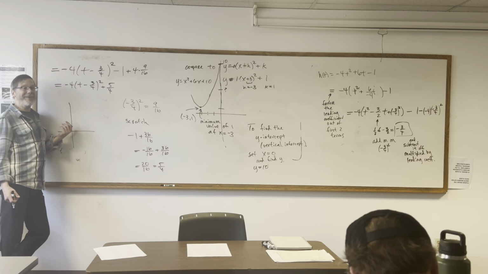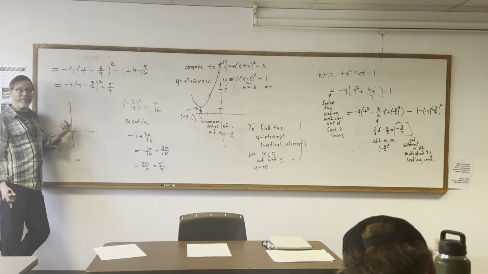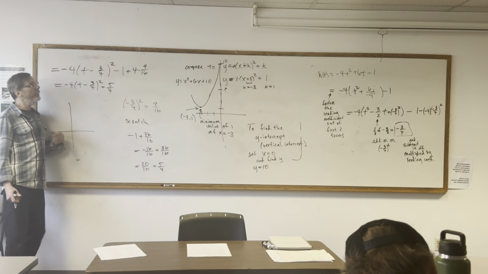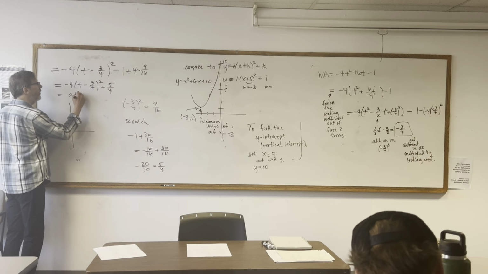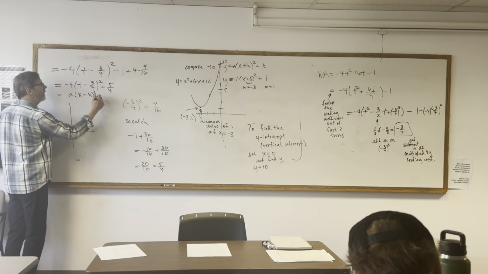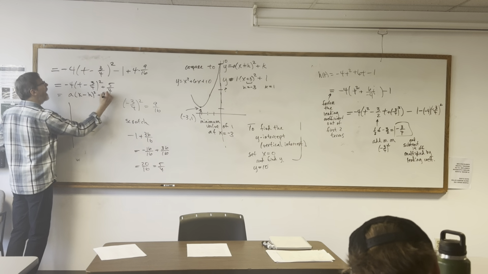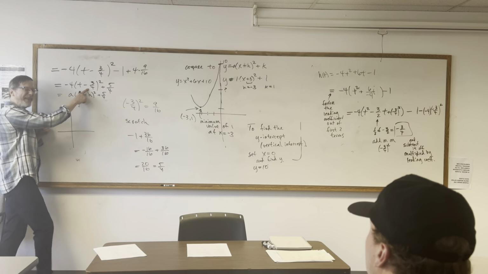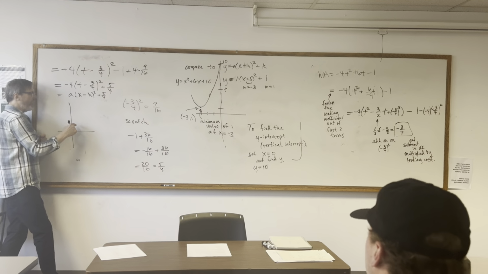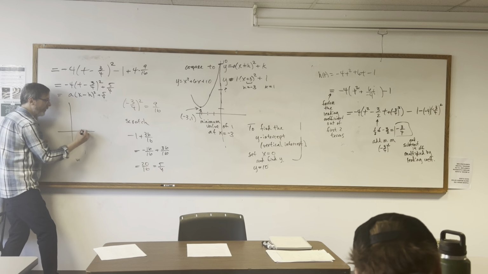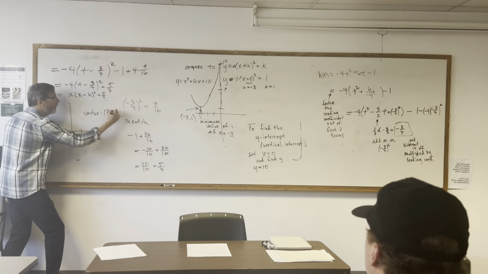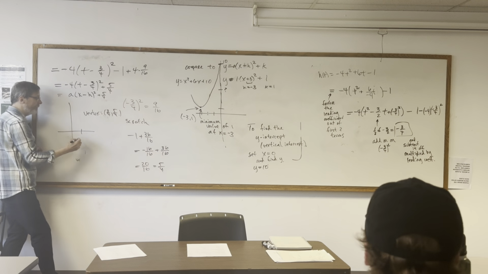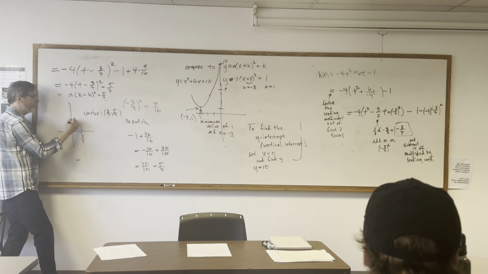Where's the vertex? What point? Remember, you're comparing this to positive 3/4, so it's kind of the opposite of that. So it's going to be positive 3/4. So the vertex, let's just write that out, is at positive 3/4, positive 5/4. So if that's 3/4, and that's 5/4, that's my vertex.